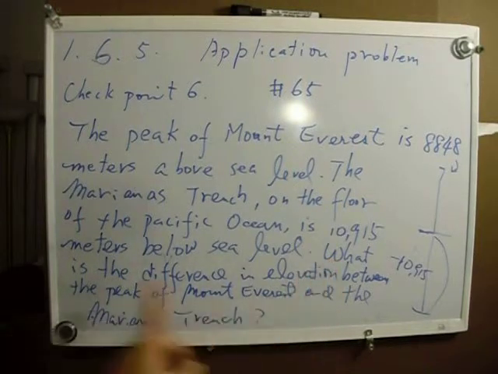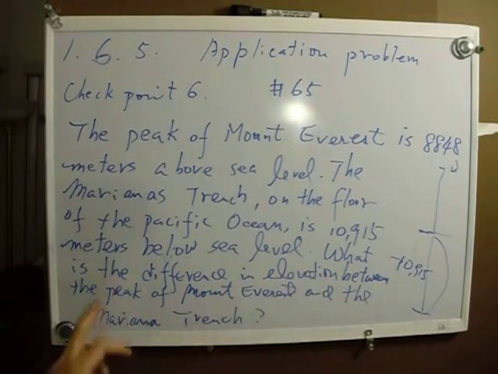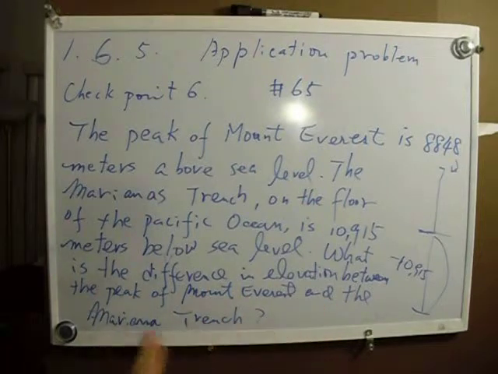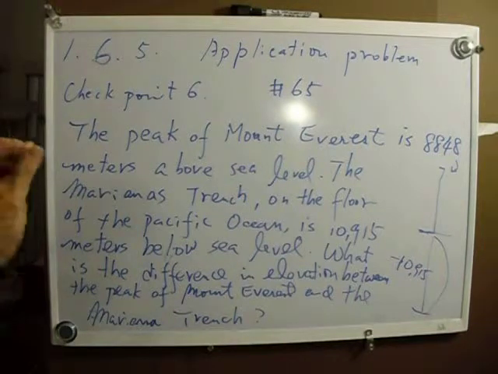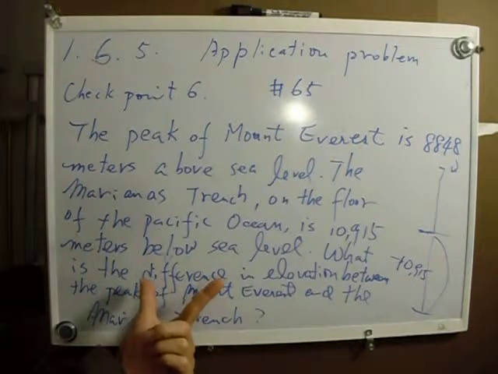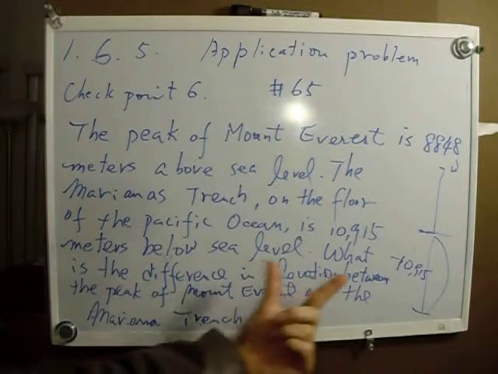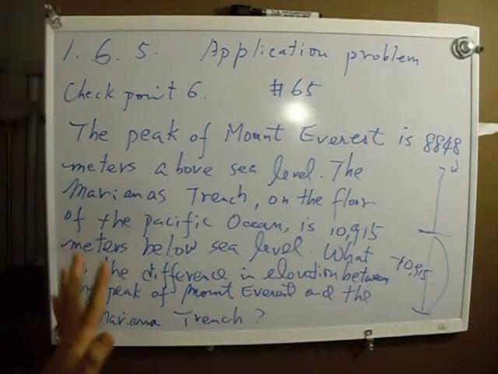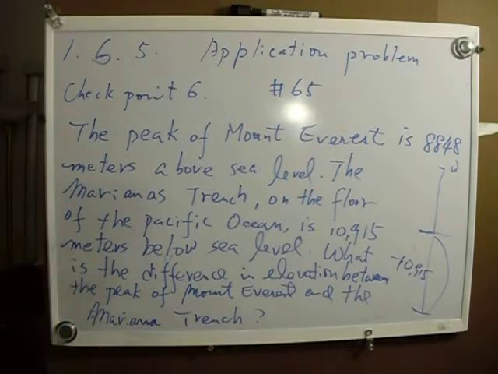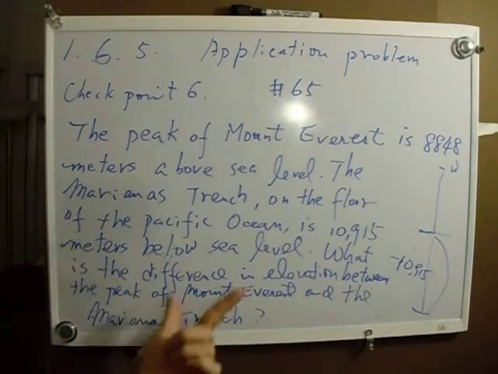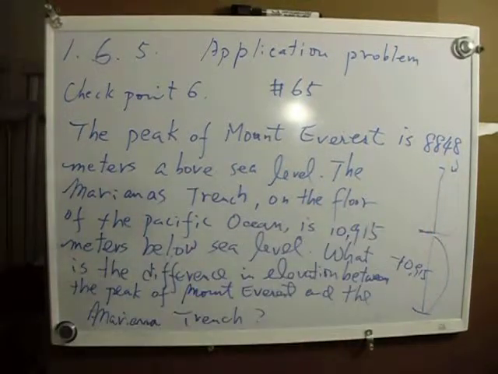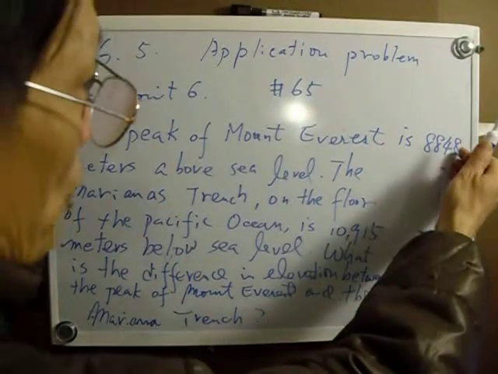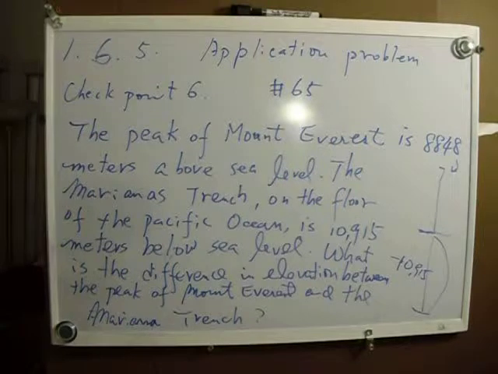Then the question here: what is the difference in elevation between the peak of Mount Everest and the Mariana Trench? So here I'm introducing one important phrase: the difference between two things. The difference between two things always uses subtraction, in that same order. Mount Everest first, the positive 8,848, and then the Mariana Trench. So use the first number, subtract the second number, as you can see.